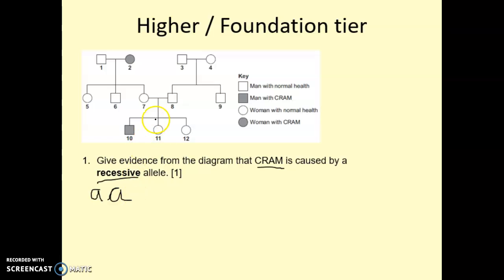So how come I know that? Well, I can see on the diagram here that this person has it, person 10 has it, so they must be homozygous recessive. And yet their parents don't have it, numbers 7 and 8 don't have it, so they must be heterozygous. I could also talk about this person here. This person has it, so they must have a dominant allele, but they don't have any children with it. But I would probably go for that one as my example.